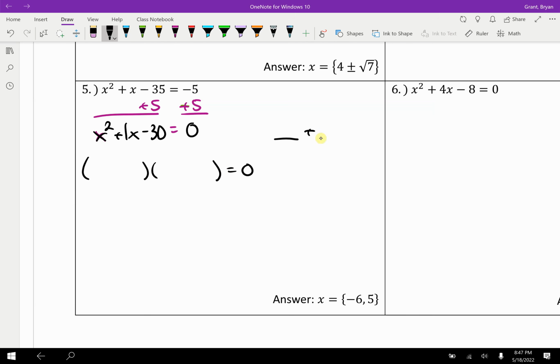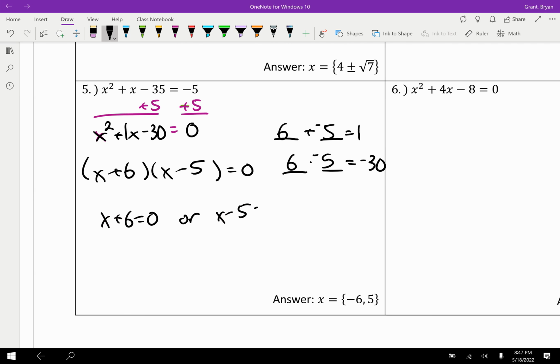We'll need two numbers to split up the 1x in the middle, and they're going to multiply to make negative 30. Numbers that are 1 apart that multiply to make 30, that's got to be 6 and 5, doesn't it? Which one gets the negative? Well, this is positive, so the positive sign matches the larger number. 6 minus 5 should do it. X plus 6 times x minus 5. And then make your two equations. X plus 6 equals 0, or x minus 5 equals 0, and solve. Negative 6, positive 5. Woo!